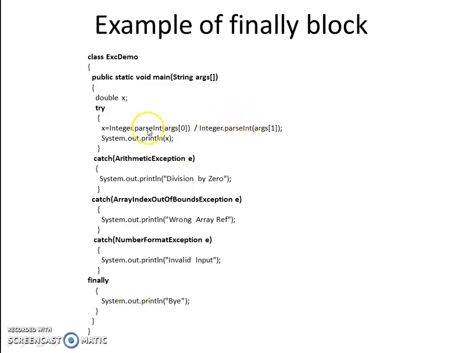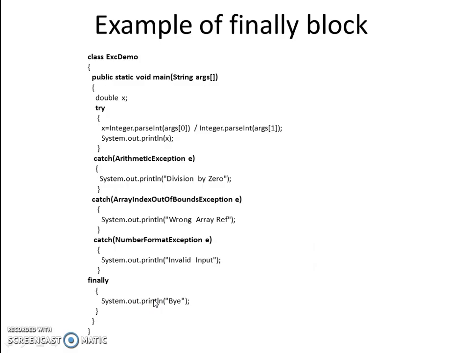But if no exception occurs, then the value of x will be printed and then the finally block will be executed. And if in case a certain kind of exception occurs here, which is not caught by any of these catch blocks, still before the program is abruptly ended, this finally block will be executed.